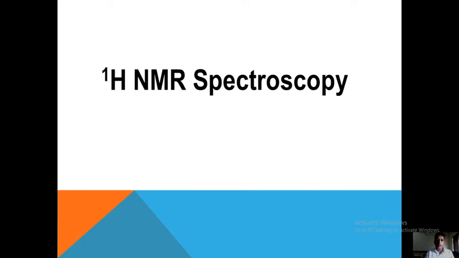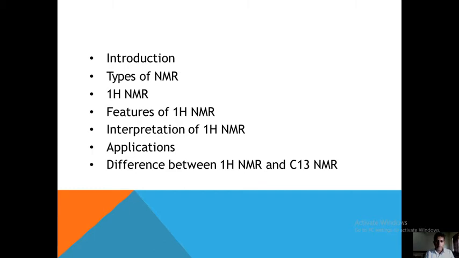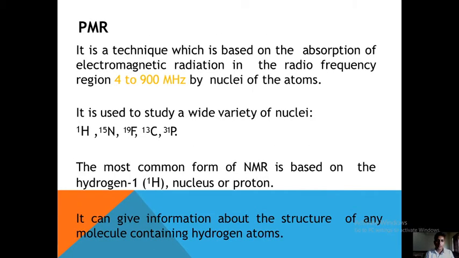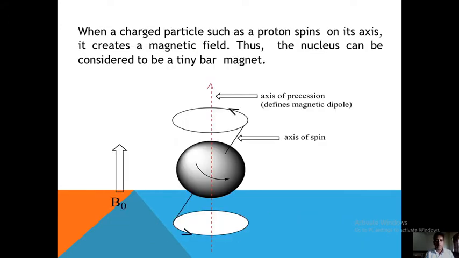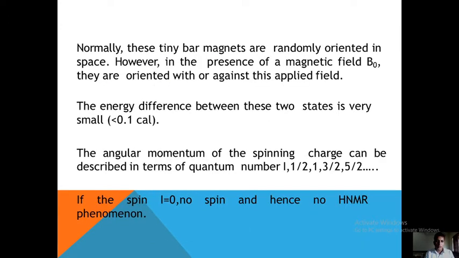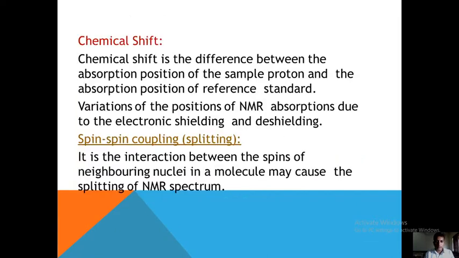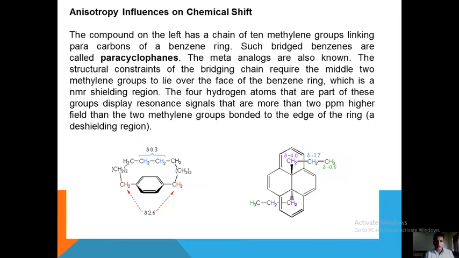Welcome guys. In the previous lecture we learned about the introduction, various types of NMR, the range of PMR, and the spin state of the PMR. So we learned these things. Now in this lecture we are going to learn about the influence of anisotropy on the chemical shift.